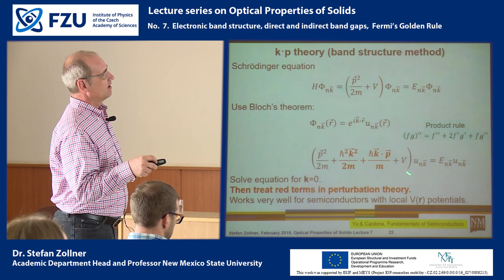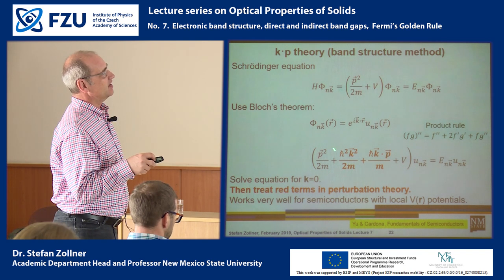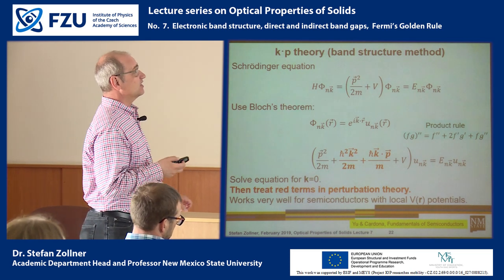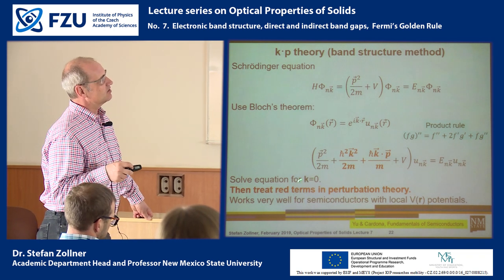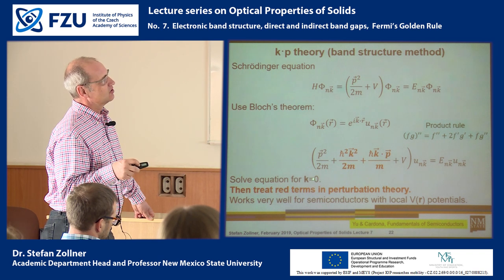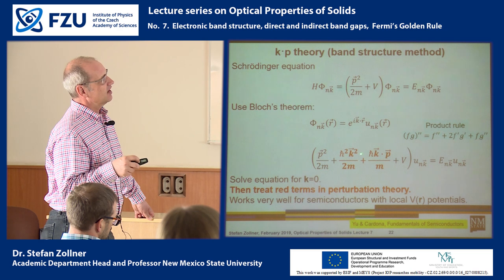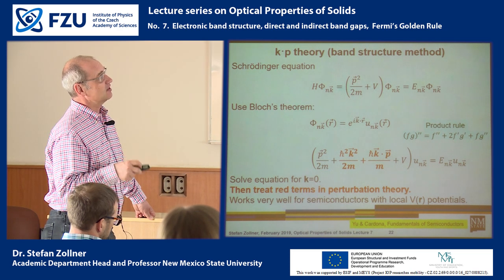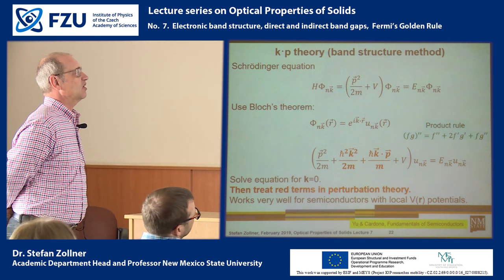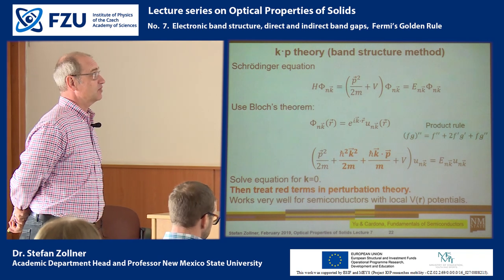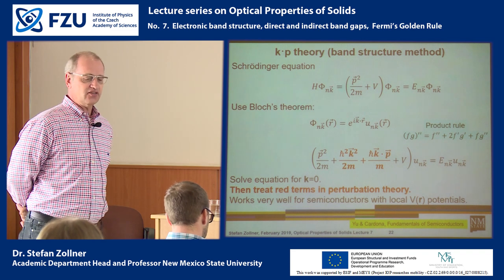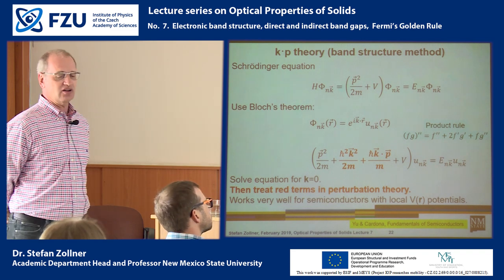And I solve this equation for k equal to 0, and those are the brown terms. And I use experimental input, like an experimental band gap, to get the energies at k equals 0. And then these red terms, they are small as long as k is small. And therefore, because k is small, I can treat the red terms in perturbation theory. And that gives me very, very good band structures for small values of k.